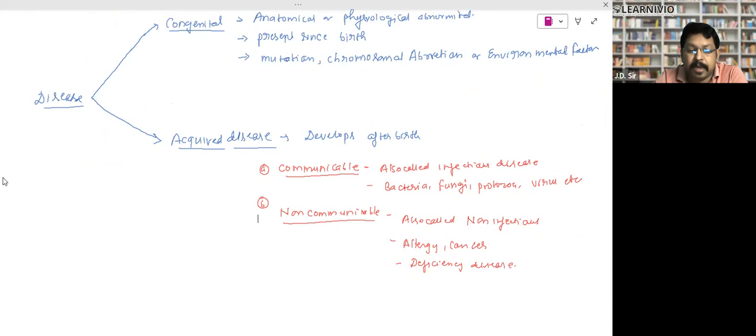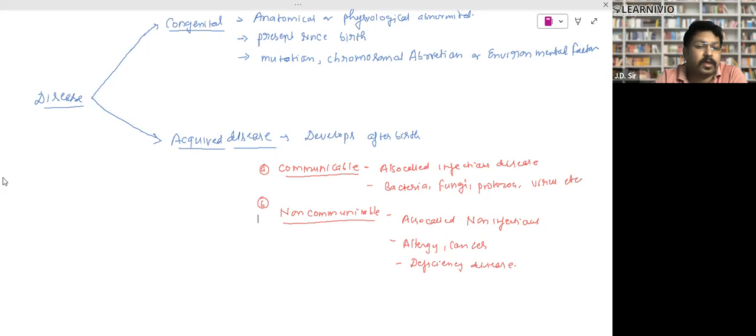They may be bacterial, fungal, or protozoal. For example, in a fungal disease, a person has ringworm, which can be spread through his or her clothes, right? Bacterial disease, you must have seen, like TB, right? TB is a communicable disease. A person having TB is coughing and sneezing, and the people around that person will get affected.